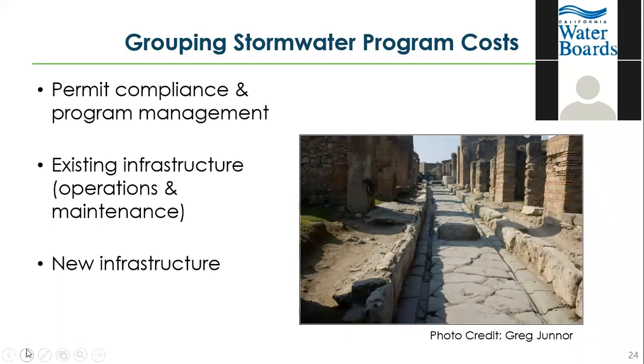And you might think about 3 buckets that we use within the asset management toolkit. So you have permit compliance and program management. You have existing infrastructure, including operations and maintenance. And you have new infrastructure, capital costs, and new investments.